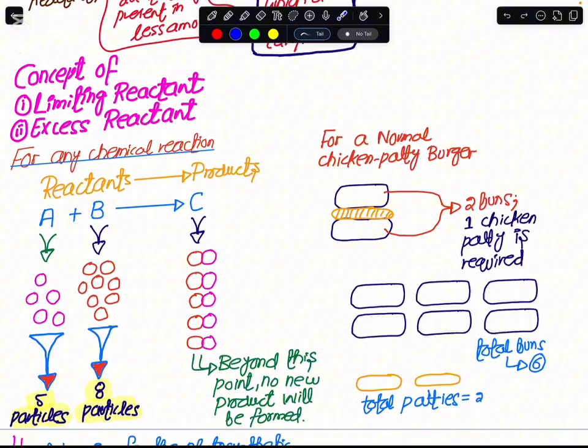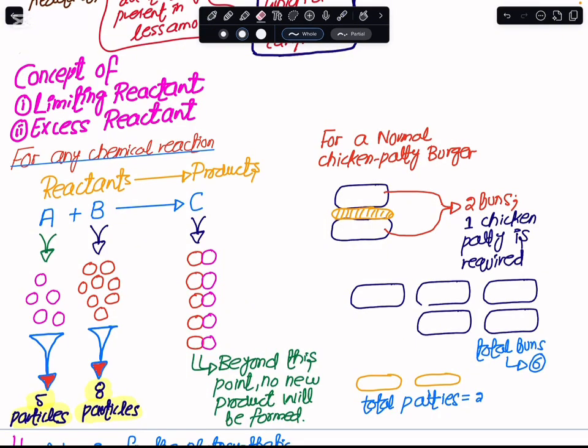Now, if I were to give you another example: whenever we intend to make a normal chicken patty burger, we need 2 buns and 1 chicken patty for it, isn't it? So what I'm going to do is take only two chicken patties. I would not increase the number of chicken patties beyond two.